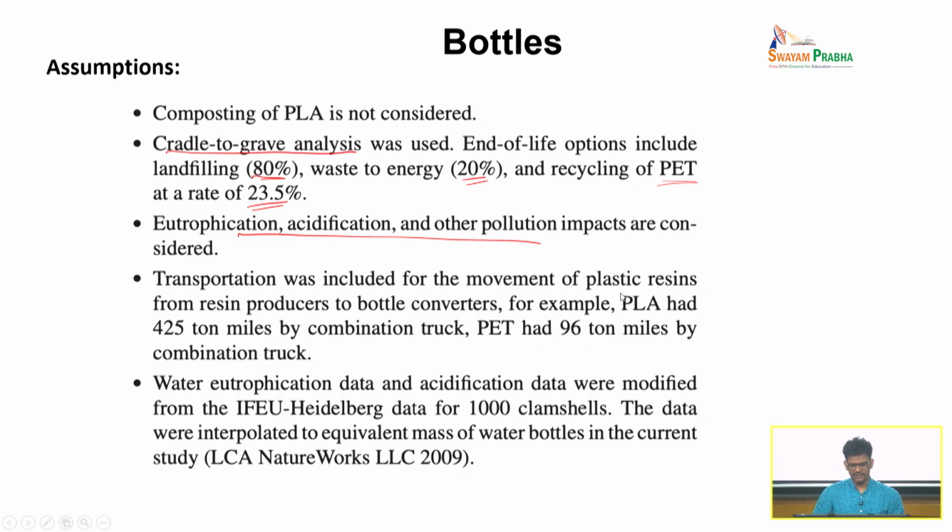Transportation was included for the movement of plastic resins from plastic producers to bottle converters. You can see that it's based on truck transportation, and for PET so many miles, for PLA so many miles. This is because, maybe in a US kind of system, the people who actually produce PLA resins could be far fewer compared to the number of PET producers.